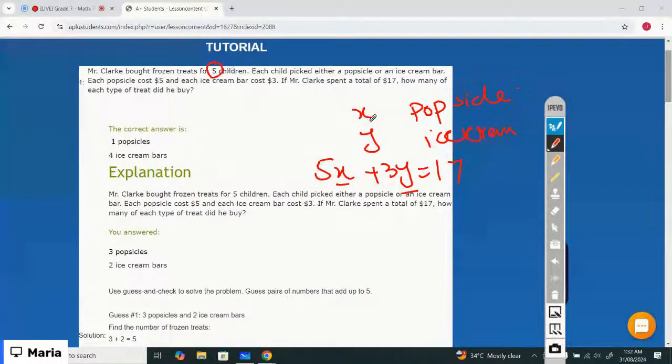Let's suppose he bought 3 popsicles and 2 ice creams, right? Let's put 5 times 3 plus 3 times 2. That is 15 plus 6, that is 21, right? That is not equal to 17. Okay, 4 and 1? No.